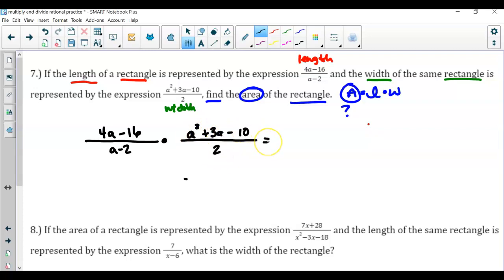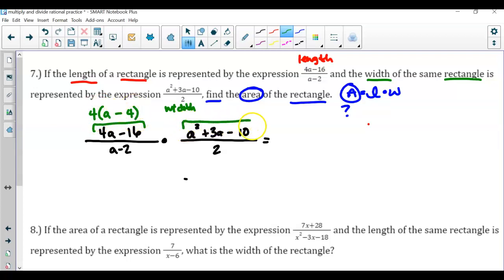So now because we're multiplying, do we need to do keep, change, flip? No, because we're multiplying. I'm just going to multiply straight across my numerator and my denominator, but of course factor. Can I factor the first? Yes, because you have a GCF here of 4. So after taking out 4, you're left with a minus 16 divided by 4, which is 4.